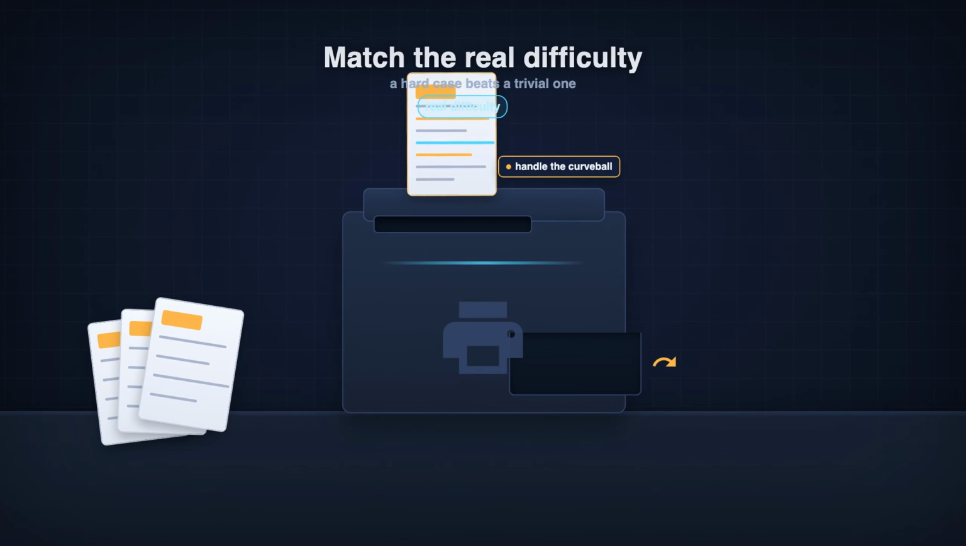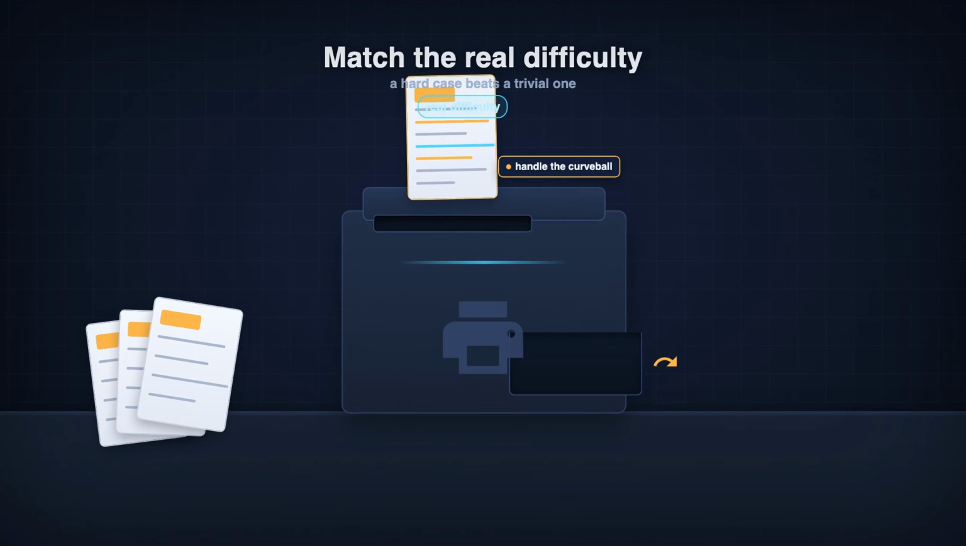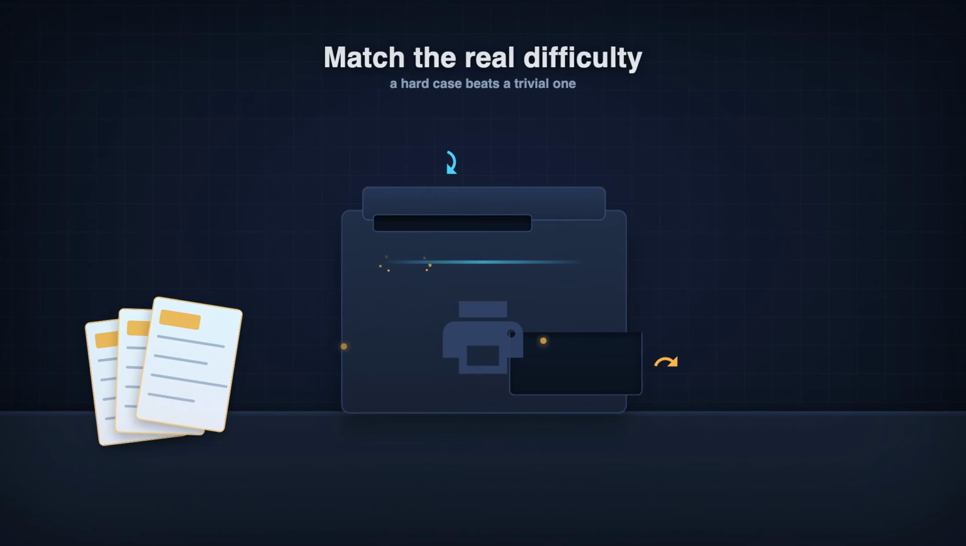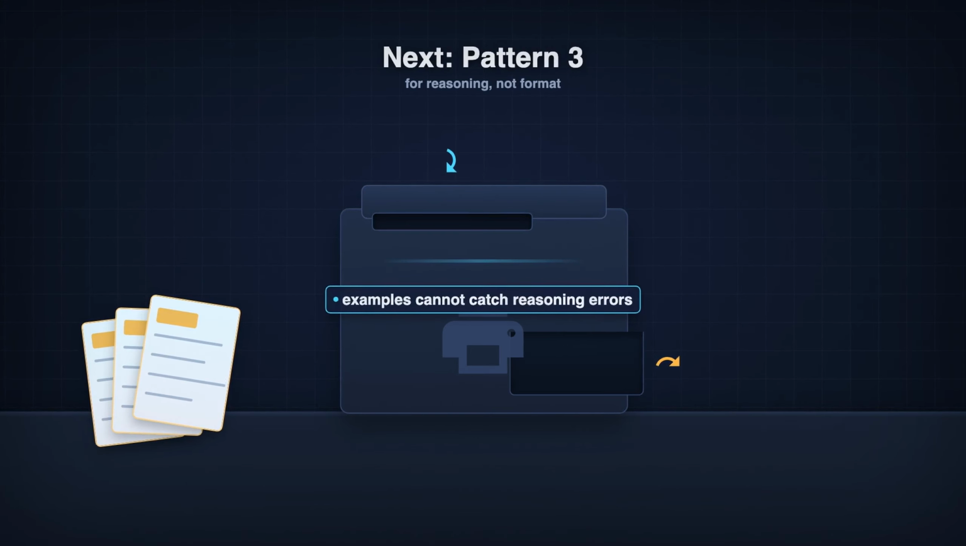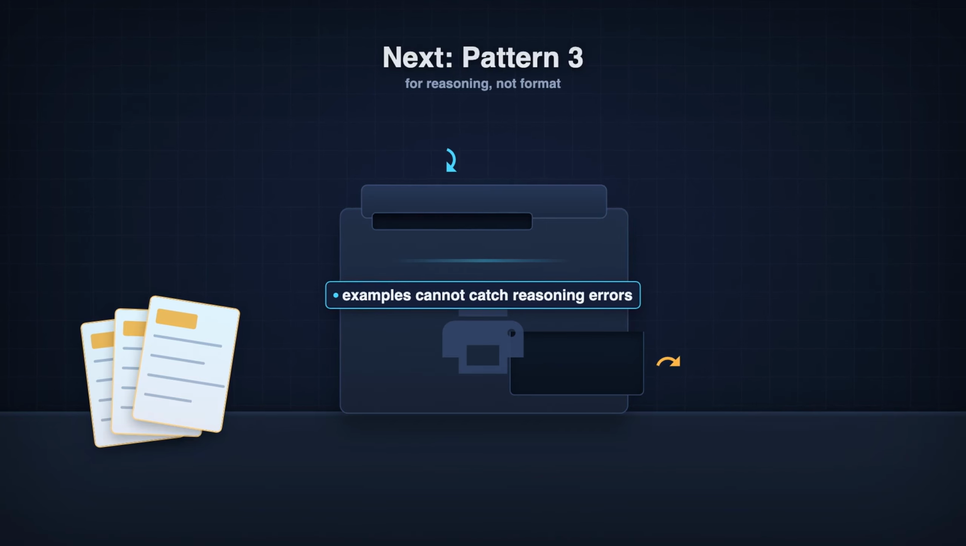One guardrail matters more than the rest. The example must reflect the real difficulty, not a trivial case. If you show it an easy one, it learns the easy pattern and falls apart the moment the input gets messy. Show it something hard, something with a curveball you handled well, and it copies that instead. One good example is worth 100 words of make it professional but friendly.